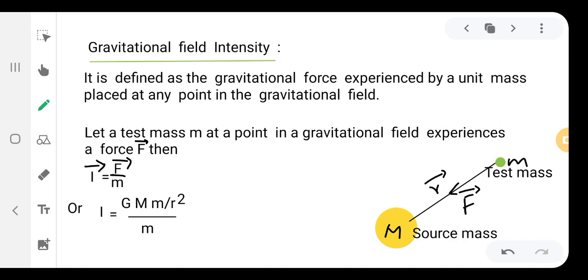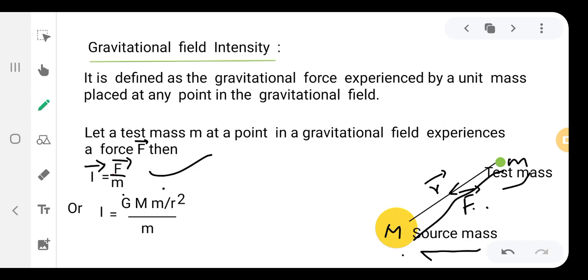It is defined as the gravitational force experienced by a unit mass placed at a point in the gravitational field. Let us consider this as the source mass, the earth, and this is any other body at a certain distance r, which experiences a force of attraction F. Therefore intensity is given by force per unit mass. The gravitational field intensity is denoted by I, and it is given by force per unit mass. Force is the force of attraction experienced by the test mass due to the earth.